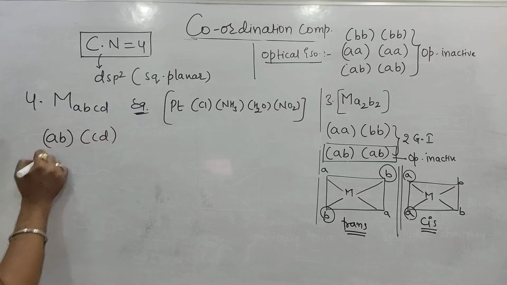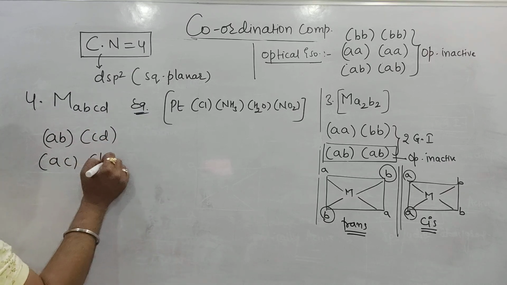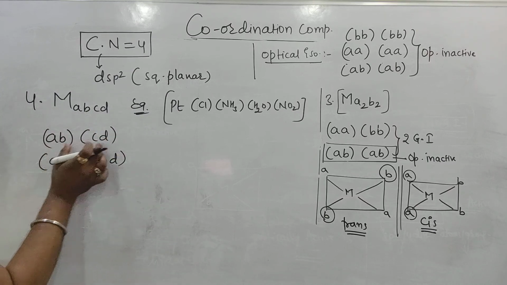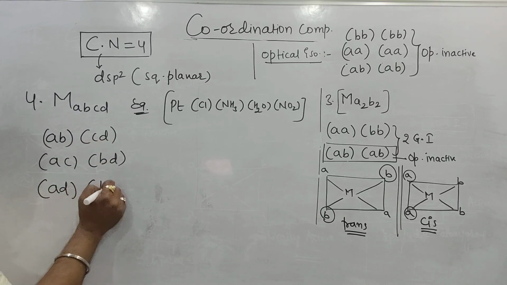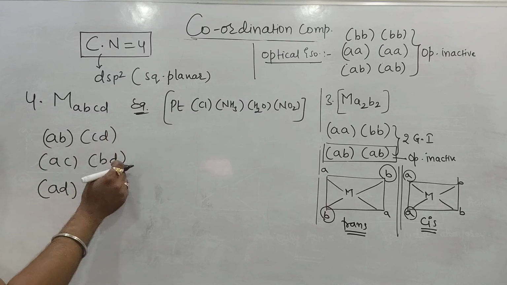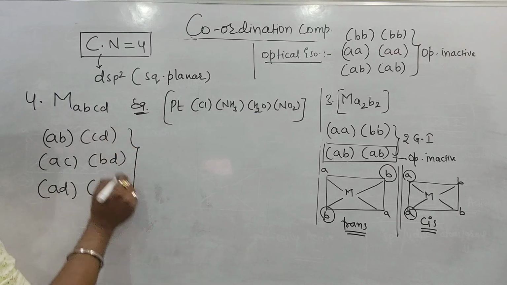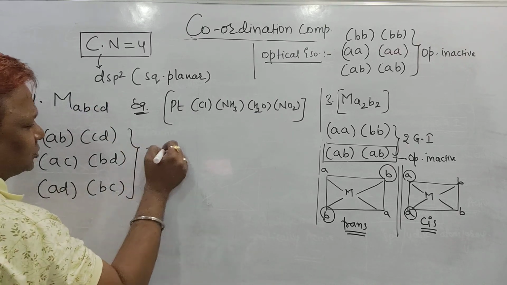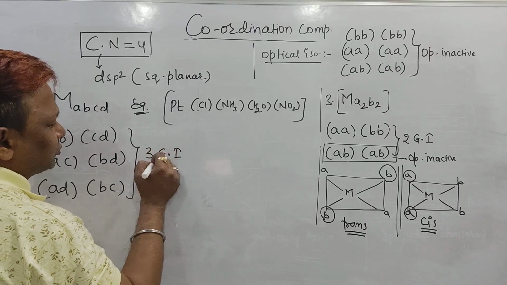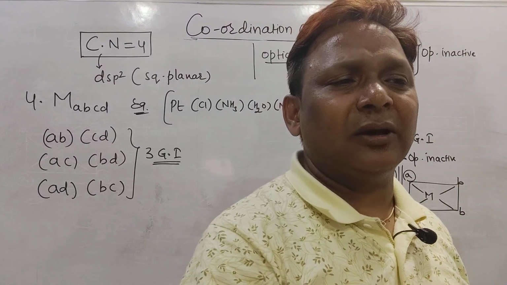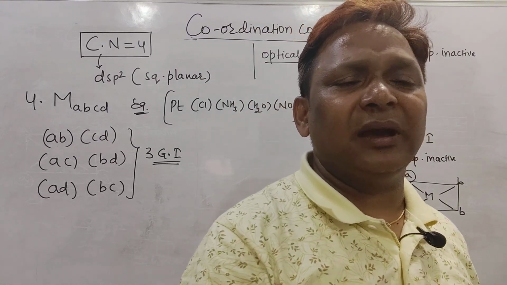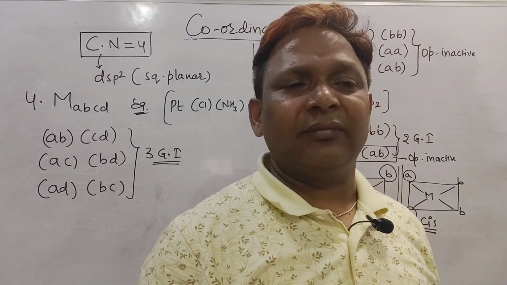AB and CD is one pair, beta; AC and BD is another pair; and one more, AD and BC, is one more pair. How many possible pairings are we able to do, beta? Only 3. So this complex compound can show 3 geometrical isomers. Beta, in these 3 geometrical isomers, how many are optically active and how many are optically inactive? That one also I will tell you.